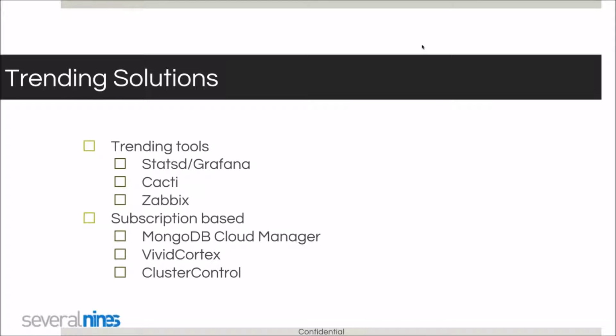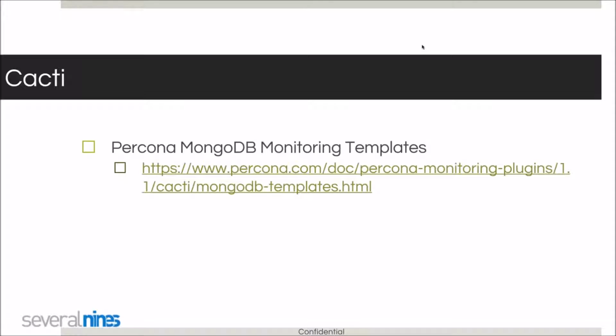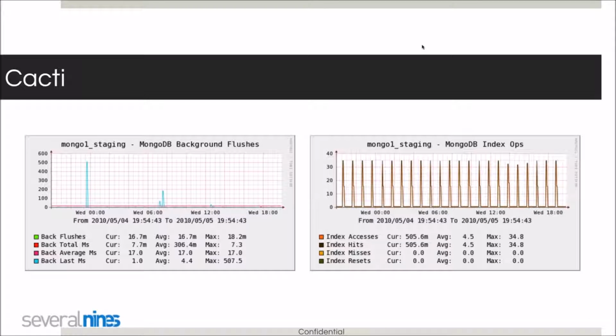For trending solutions, there's StatsD and Grafana, so you ship your MongoDB metrics using StatsD to Grafana. We have Cacti, we have Zabbix, and then we have the same subscription-based MongoDB Cloud Manager, VividCortex, and ClusterControl. For Cacti, we have really nice Percona MongoDB monitoring templates, and those monitoring templates are similar to the MySQL monitoring templates, and they have really nice graphs that give you good insight in what is happening.